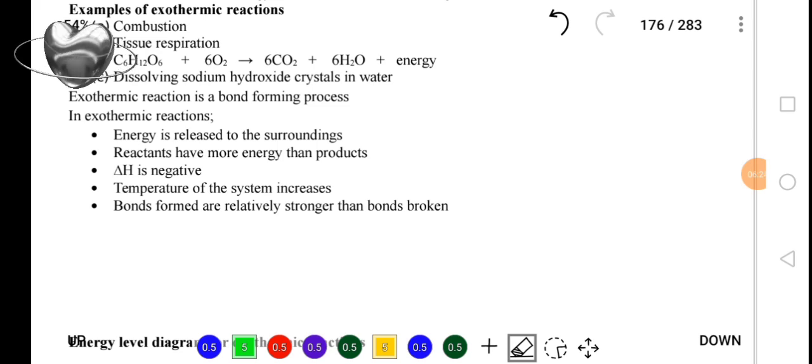Now, we have examples of exothermic reactions. The first one is combustion, which is also known as burning. So combustion is actually the burning of a substance. And in that process, a new substance is going to be formed. Provided a new substance is formed, that process qualifies to be called a reaction.